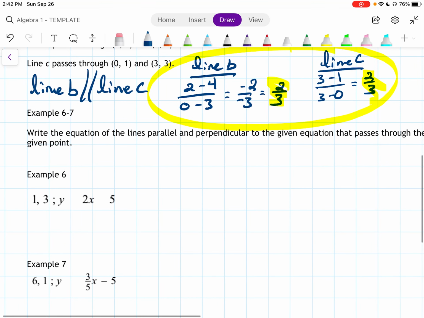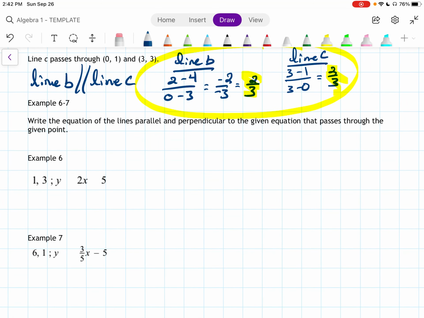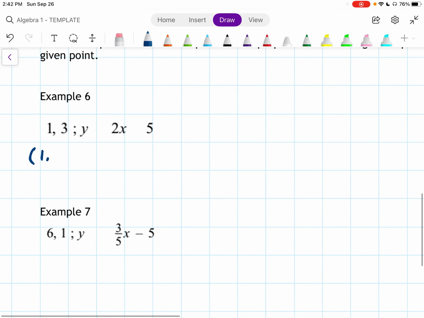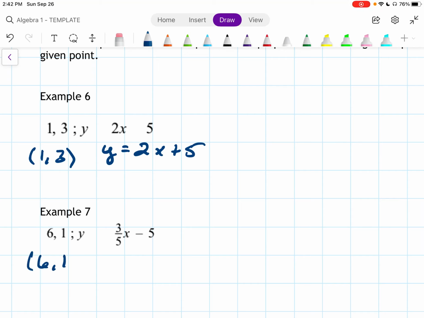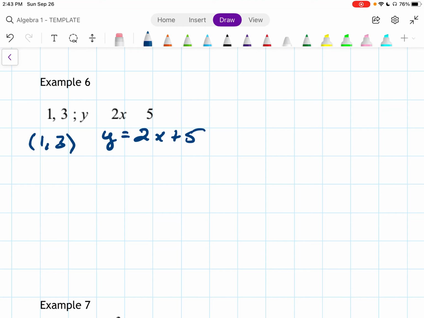Example 6 and 7. Write the equation of the lines parallel and perpendicular to the given equation that passes through the given point. All right, so let me rewrite this. This didn't work out very well. This is the point (1, 3), and y equals 2x plus 5. The other one is the point (6, 1), and y equals 3/5 x minus 5. So for example 6 first, I'll have parallel and perpendicular.